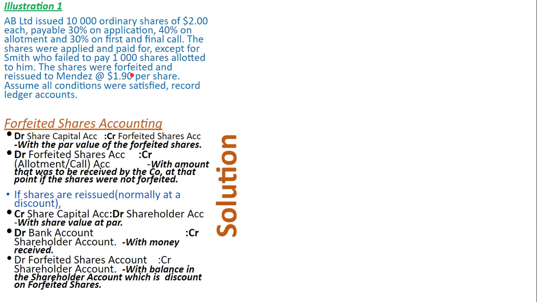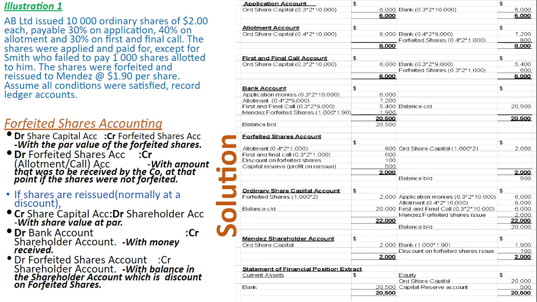Now the solution. For the solution on this first illustration, I have separated the application and allotment account so that it becomes easy to try and master this concept before we get at a point where these accounts are combined. So first and foremost, we are going to look at the application account. We do remember and know that we always debit bank account with monies received and credit the respective accounts.